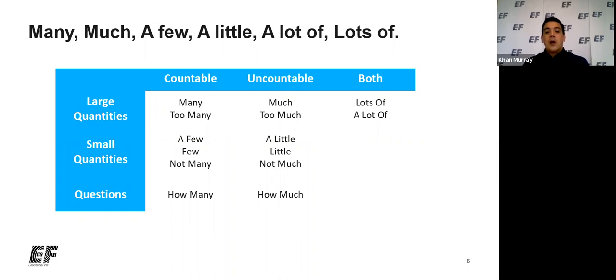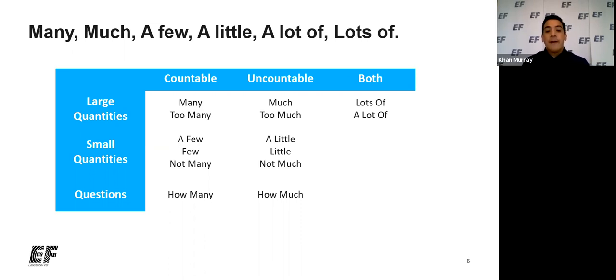When we're talking about a very small amount or small quantities, we can instead use a few, not many. These are all for countable. A few people, not many people. Okay, and then for uncountable nouns, we can use a little, or not much. So little oil or not much oil, or not much water.